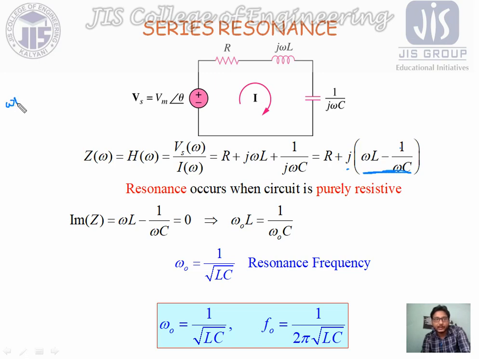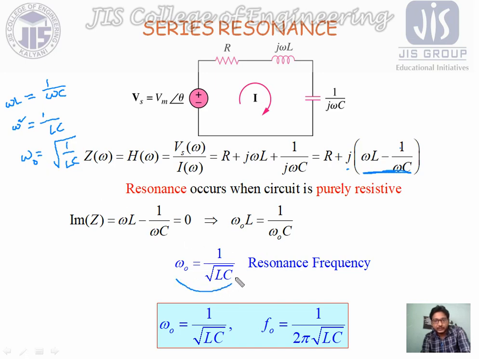So we can write omega into L is equal to 1 by omega C, and if we multiply it, obviously omega square into LC is equal to 1, or omega square is equal to 1 by LC. Obviously we can write omega is equal to root over of 1 by LC, and this is the frequency for which the resonance occurs. That's why this frequency is called the resonance frequency, sometimes denoted as omega R, or sometimes as omega 0.